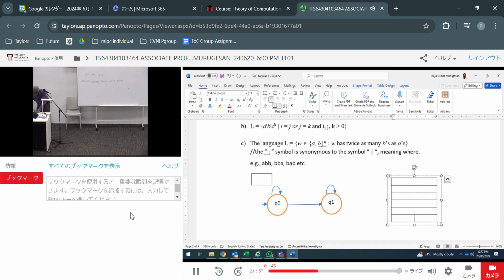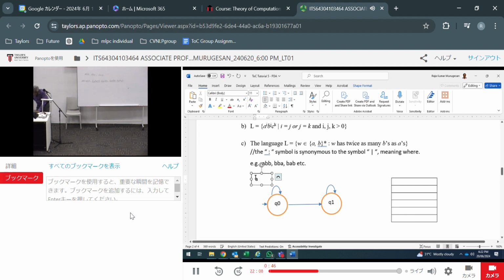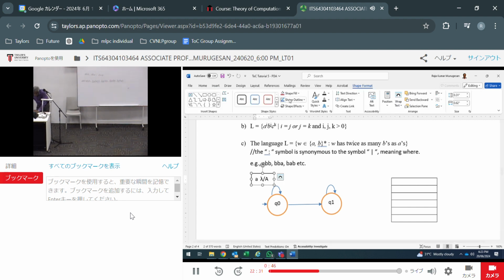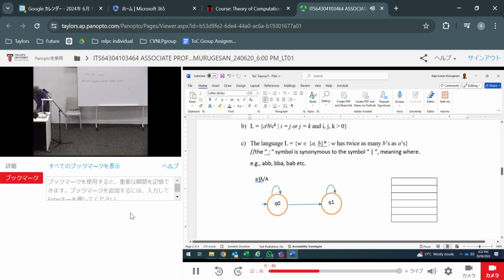So if the input is A, currently the stack top is lambda. The stack is empty, so currently on the top of the stack we have nothing. I put that here as lambda, and I'm going to replace it with capital A. So A means, sorry, not 1 A, I'm sorry, push 2 A's.